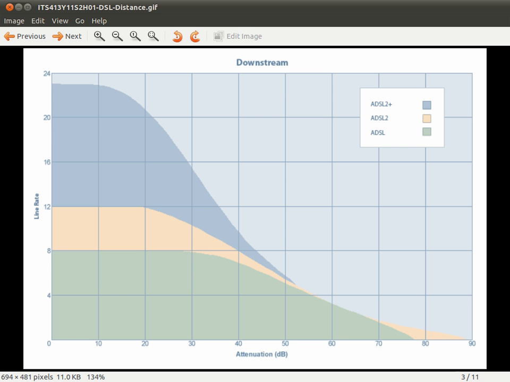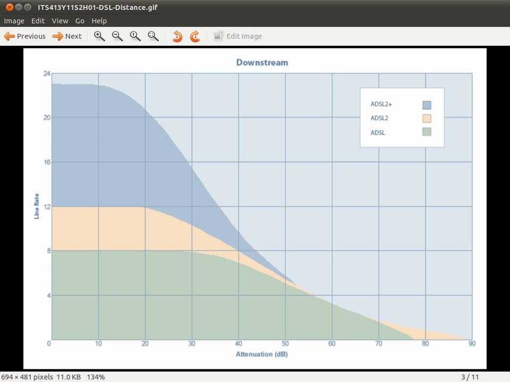There have been improvements of ADSL over time up to ADSL2+, which gives us the theoretical maximum data rate of 24 megabits per second. But as our attenuation increases, the maximum data rate that you can achieve goes down. So the original ADSL maximum was 8 megabits per second.